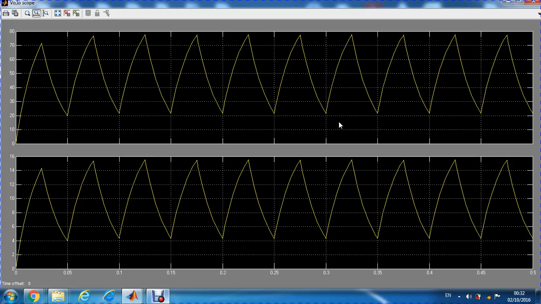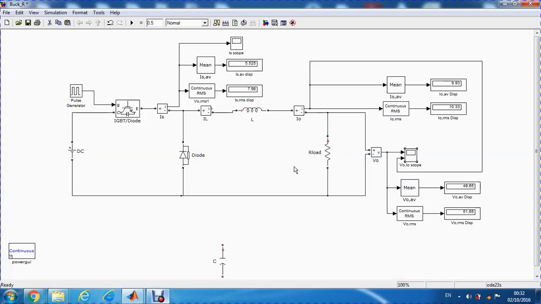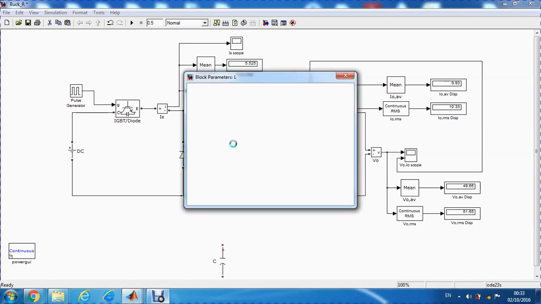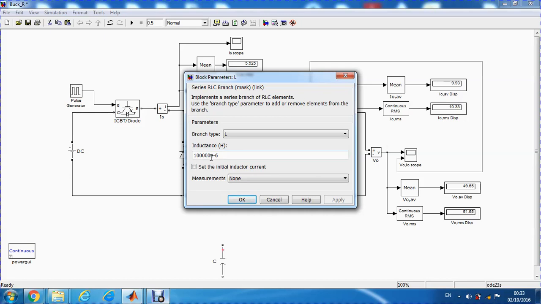If we keep increasing the inductance, we will get better performance though. Let's see what's gonna happen again. I think we can also minimize the ripple. Let's see if we can put that to 2.